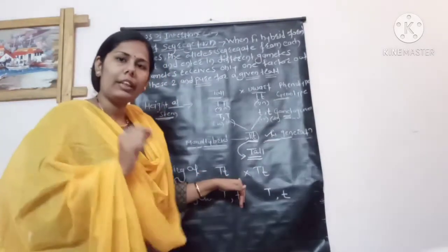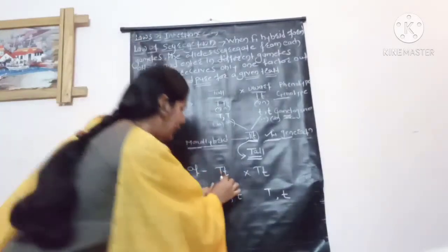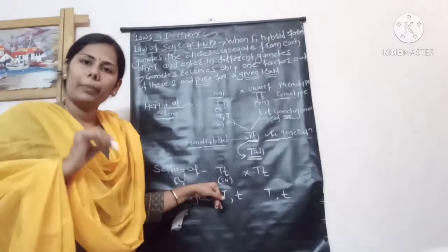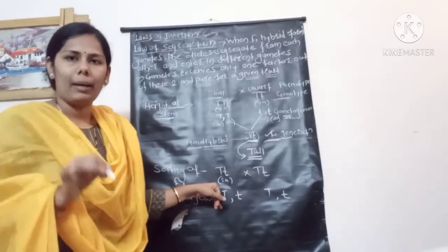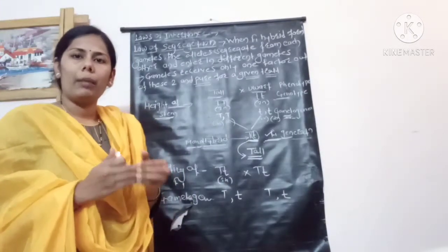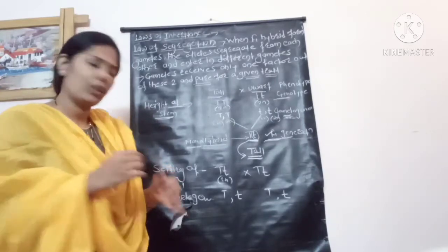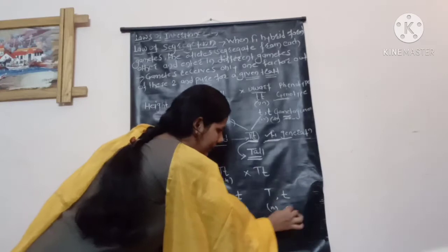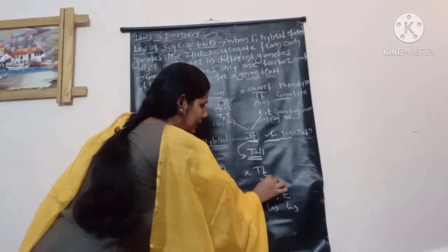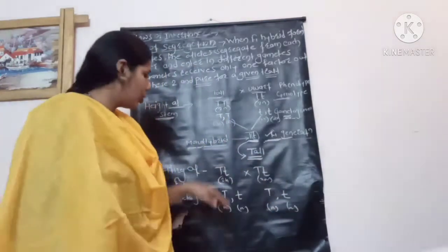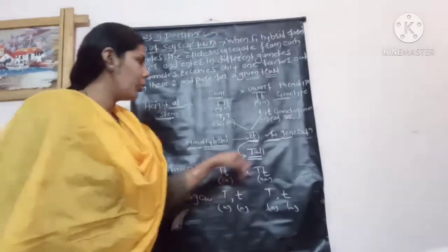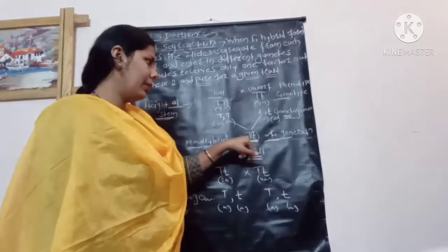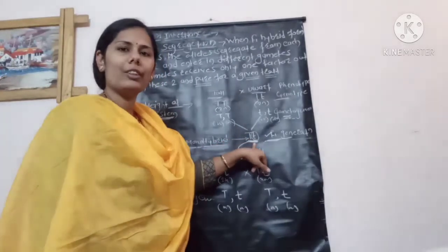Capital T small t undergoes meiosis, meaning the diploid number undergoes meiosis, resulting in formation of the haploid number, which we call reduction division. The n set and n set will be separated. Here also the n set and n set will be separated. Both these are dissimilar gametes. The F1 hybrid consists of dissimilar gametes, one is capital T and another one is small t.